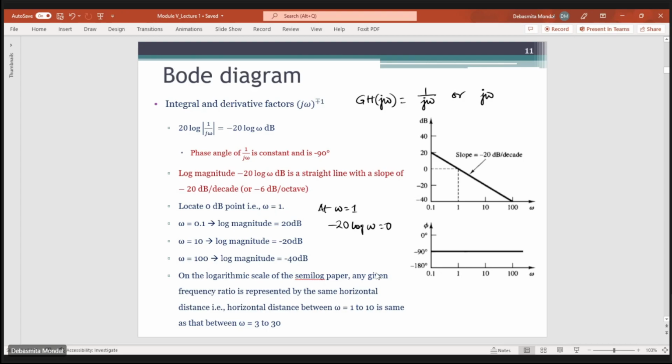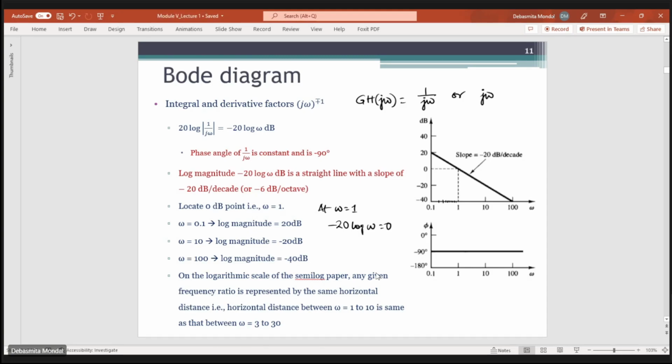So on a logarithmic scale of a semi-log graph paper, as I have already told, it will look something like this, and you will have this will be 0.2, this is 0.3, and slowly it will keep on coming closer to each other till you reach 1. In a semi-log graph paper, any frequency ratio is represented by the same horizontal distance. So that means that the distance between omega equals 1 to 10 will be the same as the distance between omega equals 3 to 30, right? That is how a semi-log graph paper is generally designed.